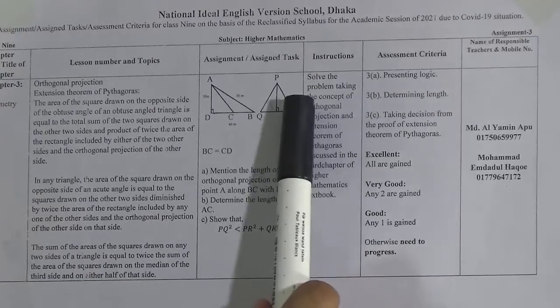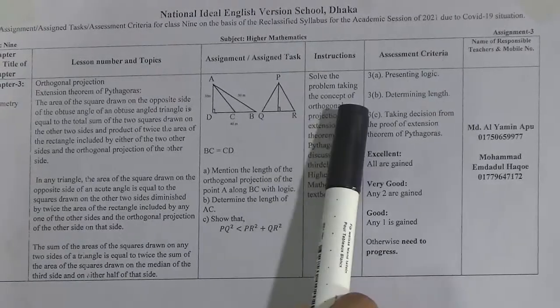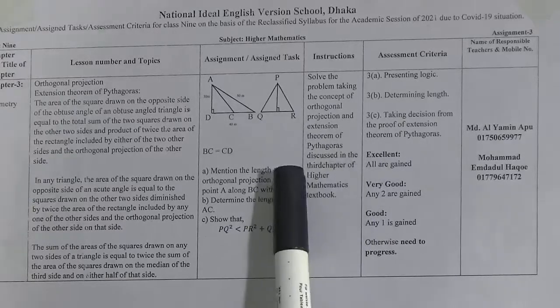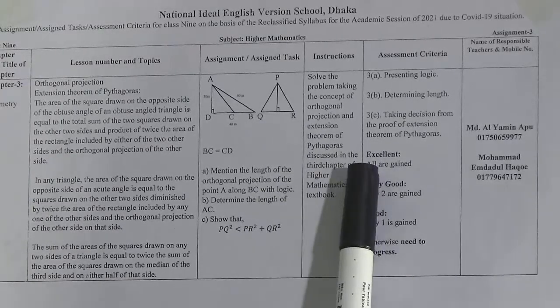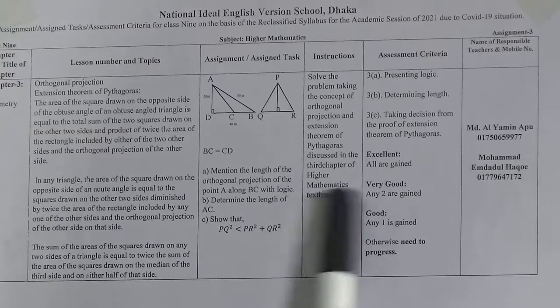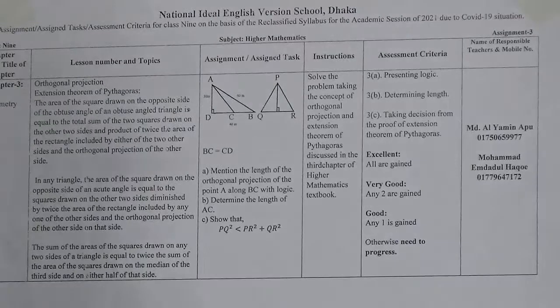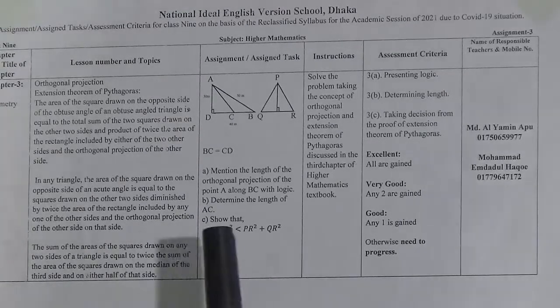I will read the instruction here. Solve the problem taking the concept of orthogonal projection and extension theorem of Pythagoras discussed in the 3rd chapter of the higher mathematics textbook. It means that at first you have to take the concept of orthogonal projection and extension theorem of Pythagoras from chapter 3 of your textbook, and then you can solve this question.